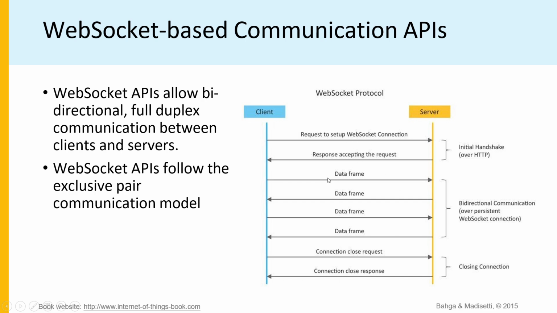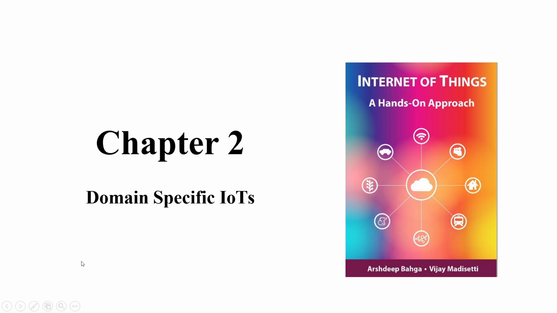That's the reason I told you that in the middle we can communicate infinite times until the connection is closed between the client and server. The starting and ending are always the same: this is for establishing the connection and this is for closing the connection. And in the middle we can communicate infinite number of times. Data frame as a request, data frame as a response, data frame request, data frame response. This is the WebSocket communication API.